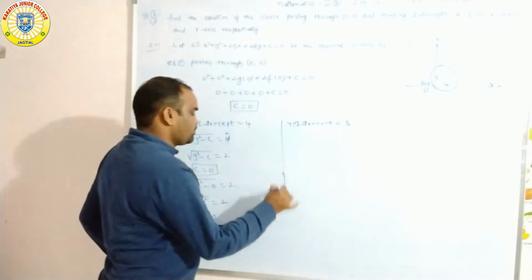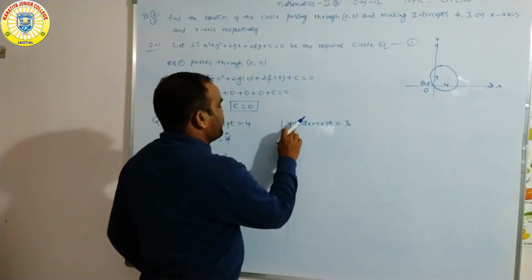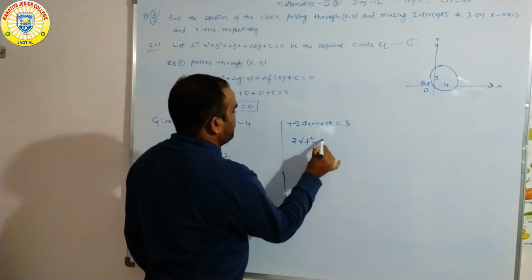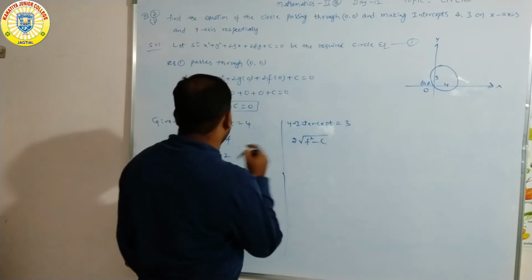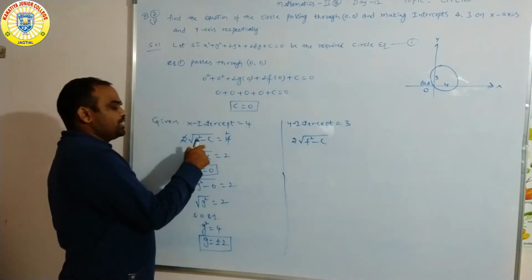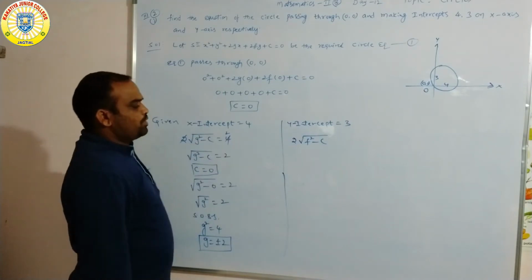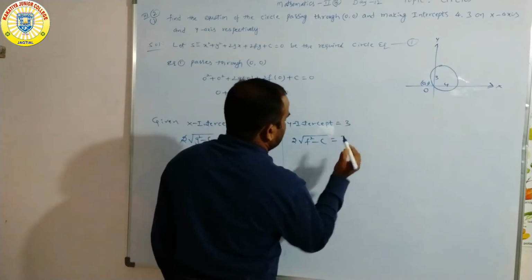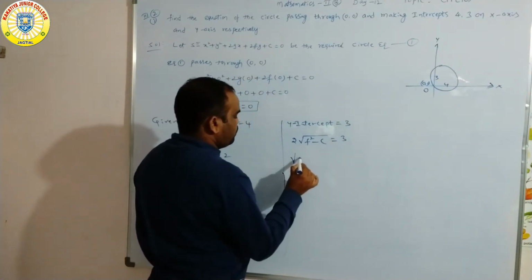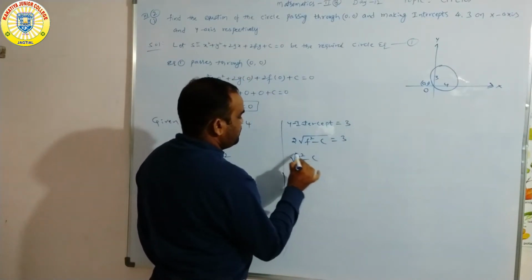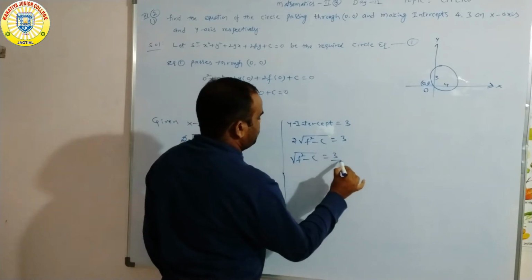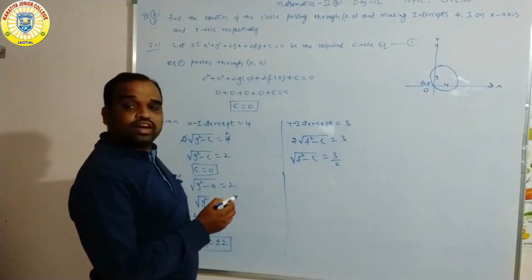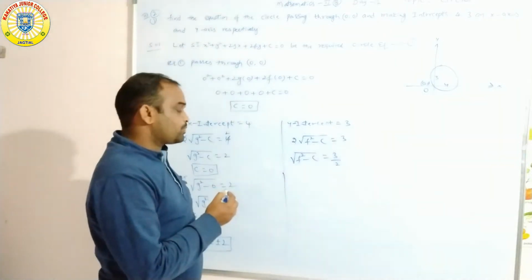Same concept we apply here also. The x-intercept is nothing but 2 into under root of g square minus c. The y-intercept is nothing but 2 into under root of f square minus c. The y-intercept given is 3. So under root of f square minus c is equal to 3 by 2.